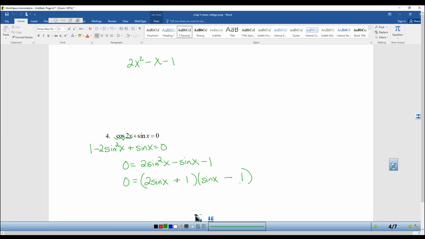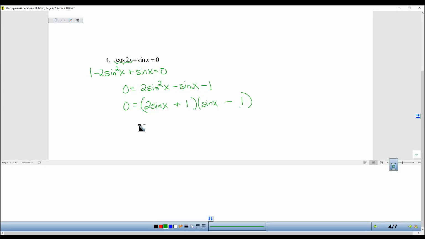So this is all equal to 0. So one of these two factors must actually be equal to 0. If it's this one, then sine of x would be equal to 1. And that happens at pi halves plus 2 pi n. And if I solve this one, I subtract 1 and divide by 2. Sine of x is equal to 1/2 in general at pi 6.